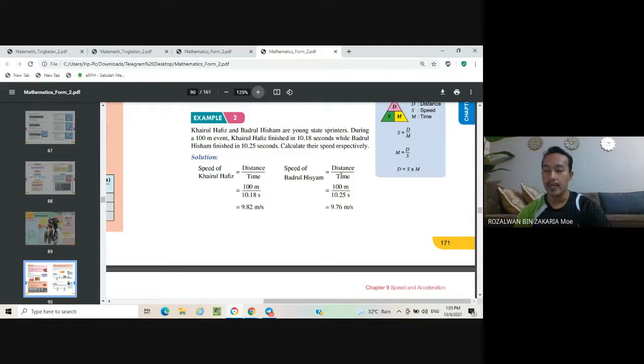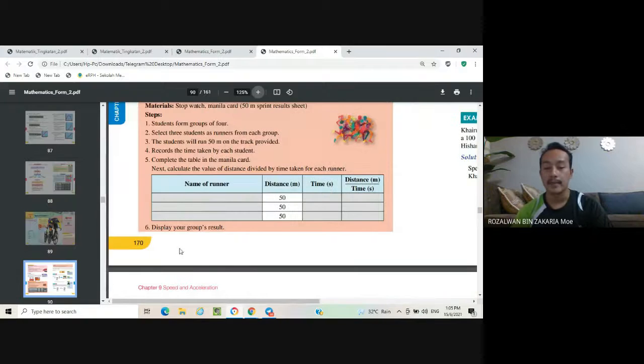And speed of Badrul Hisham, use the same formula. Substitute distance equal to 100 meters, then divide by the time taken by Badrul Hisham, which is 10.25 seconds. The answer is 9.76 meters per second. So you have to memorize the formula to find the speed, which is equal to distance divided by time taken.